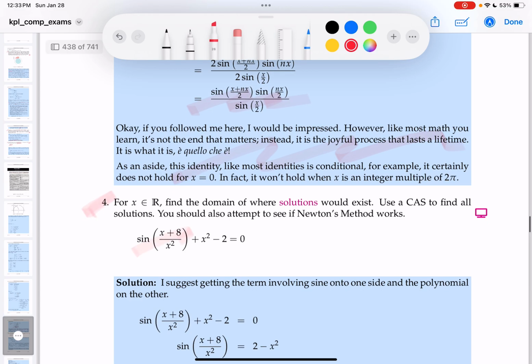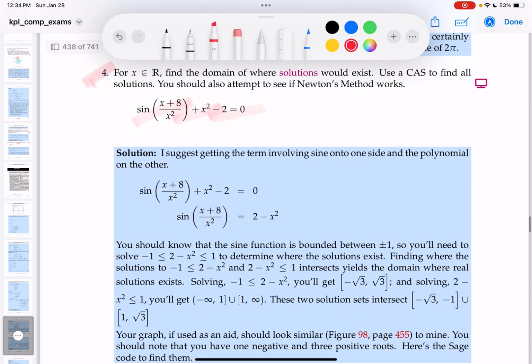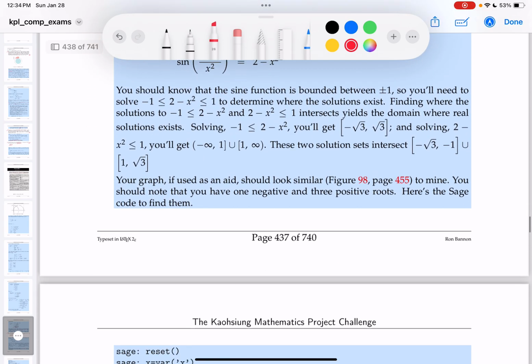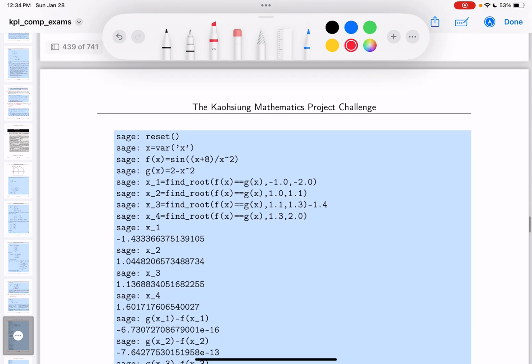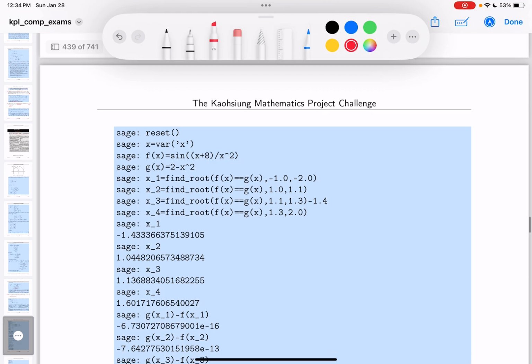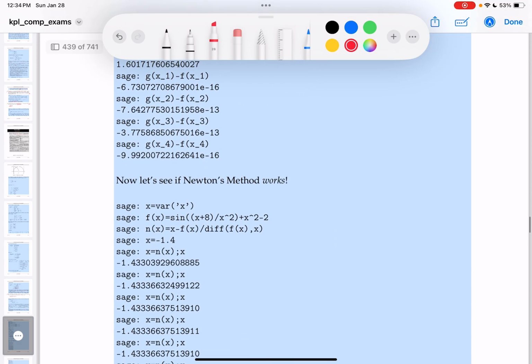Number four, a trig equation. And it's tough. That was a tough problem, by the way. But anyway, I went through it. I got it over here. I use a computer algebra system. I'm actually using Sage. And I'm using Sage to find roots. I'm not using Newton's method. But the bottom line is you could use a variety of methods to solve that problem, by the way. So here's the deal.